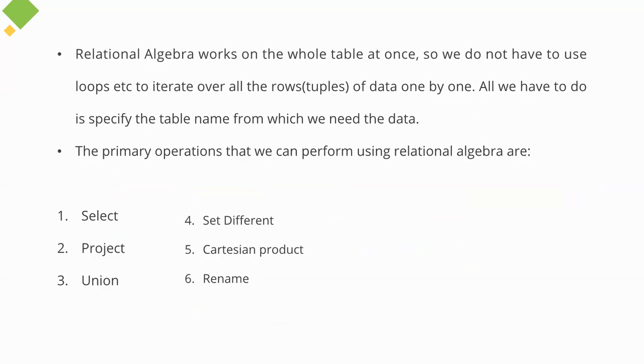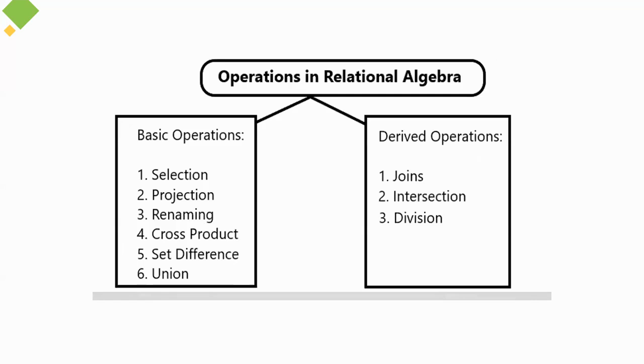It works on the complete table. We don't need loops or iterating over each and every row. For a single operation, it works on the complete table at once. The major primary operations that we can perform using relational algebra are select, project, union, set difference, Cartesian product, and rename. We'll see each of these 6 different operations in detail in this video. So let's get started.